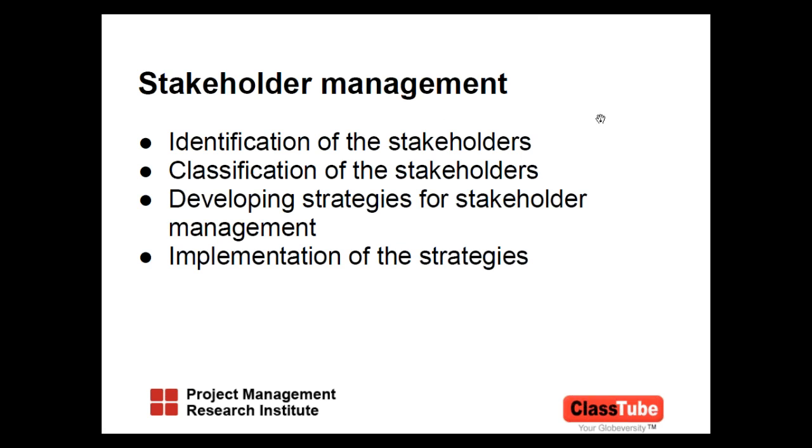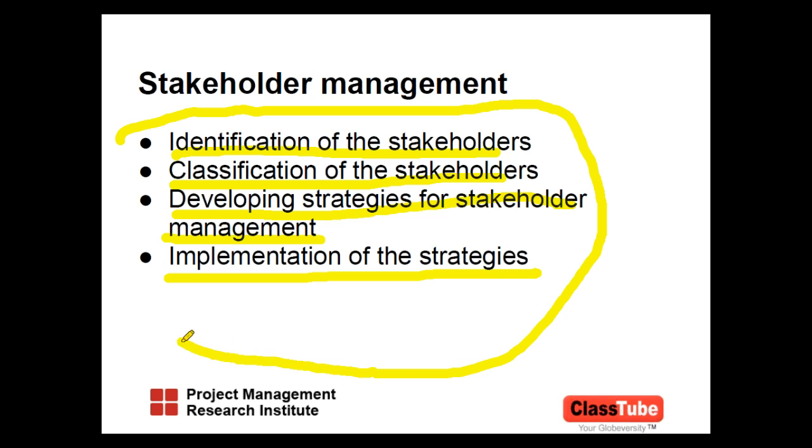Now, stakeholder management involves, first, identification of the stakeholders. Then we cannot give the same priority to every stakeholder, so we have to segment them. We have to classify them. Then comes the classification of stakeholders. Then you have to develop strategies to deal with the stakeholders and implement these strategies. Collectively, all these things put together, we call stakeholder management.